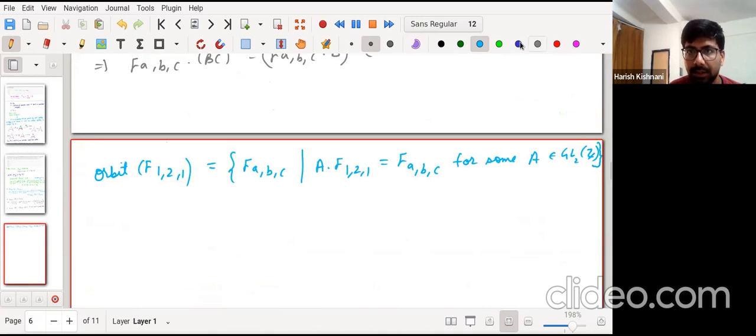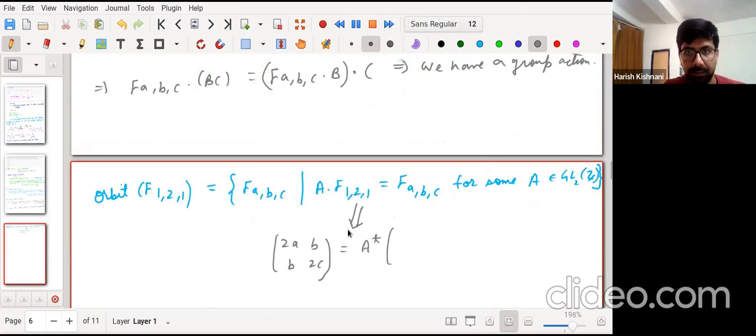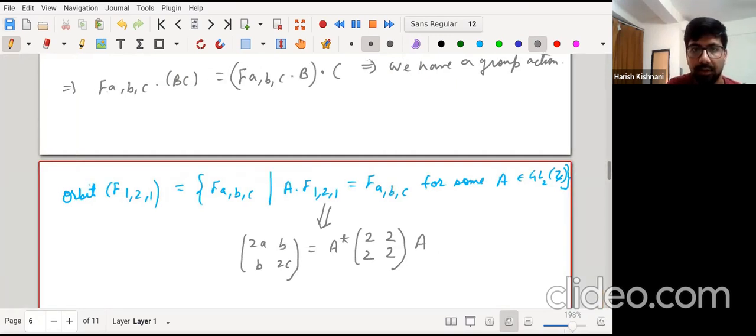But what does this mean? This means that you have 2a, b, b, and 2c to be equal to A transpose times the matrix 2, 2, 2, 2 times A. For this, what is the first coordinate? That is 1. So 2 times 1, that is 2, right? The second coordinate is 2, so it has to be the same, it is 2 and 2. And the third coordinate is this one. So again, you have 2, right? I hope it's clear.